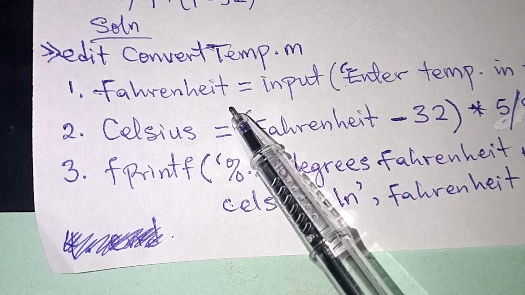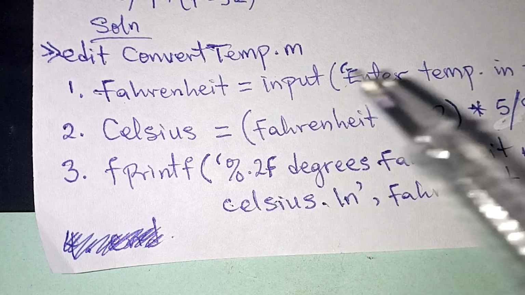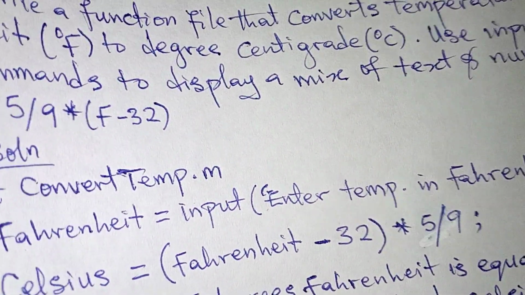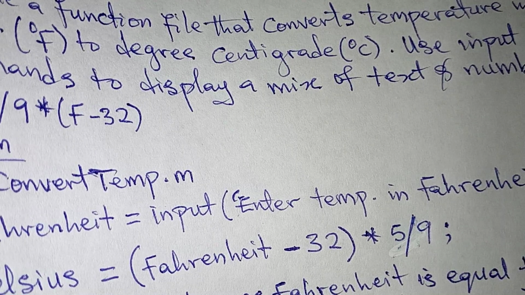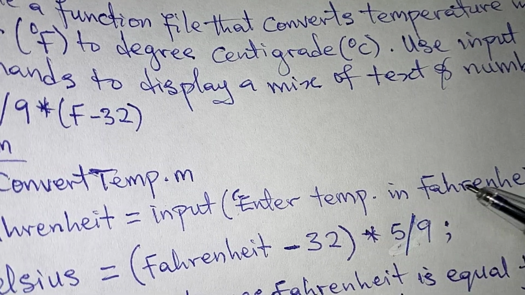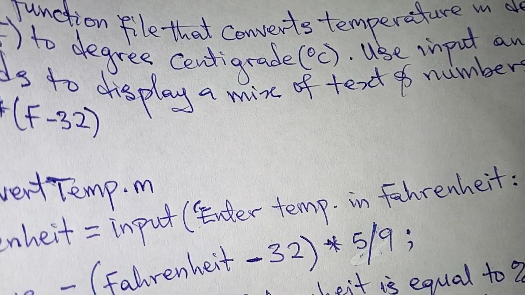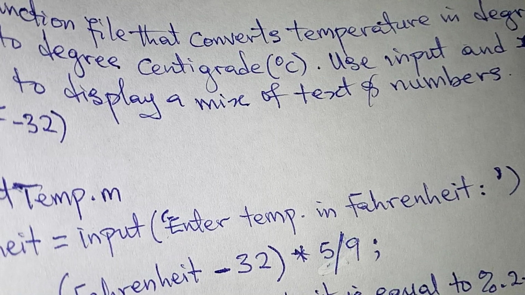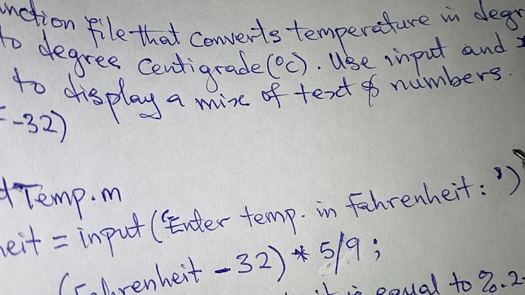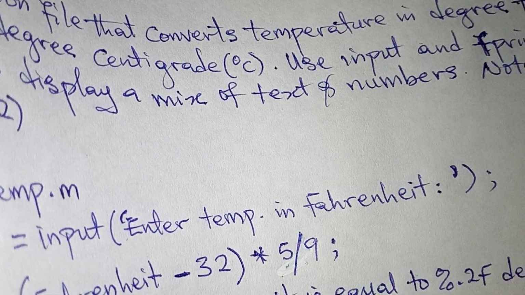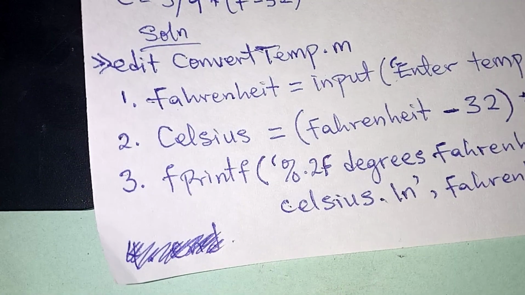So first, you see Fahrenheit. What should it display? Input, I just told it to display that. You should be familiar with display: enter temperature in Fahrenheit. That is what I have instructed it. Remember, this is just what I wanted to display. Remember to put it in quotes and close your bracket. I don't need it, that's why I'm suppressing it.